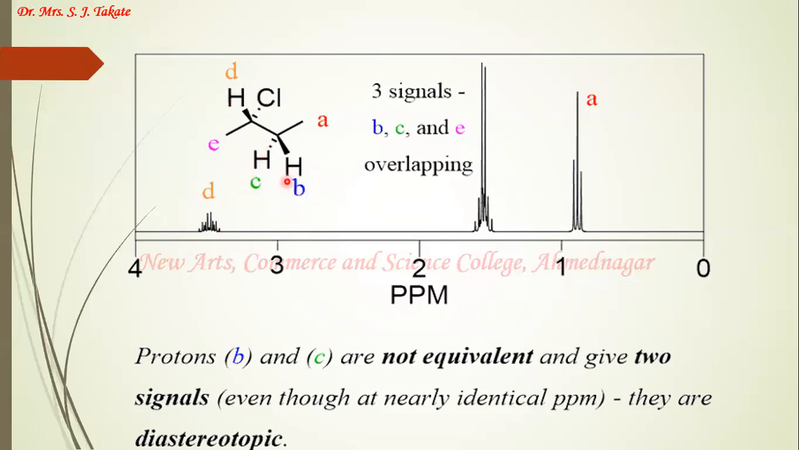So these two protons are diastereotopic protons. Now look at this. This spectrum is not according to n plus 1 splitting. Some complicated spectrum is there, and this is because the two protons are diastereotopic protons.